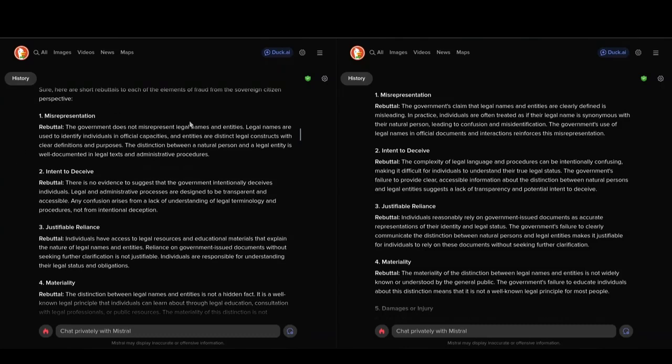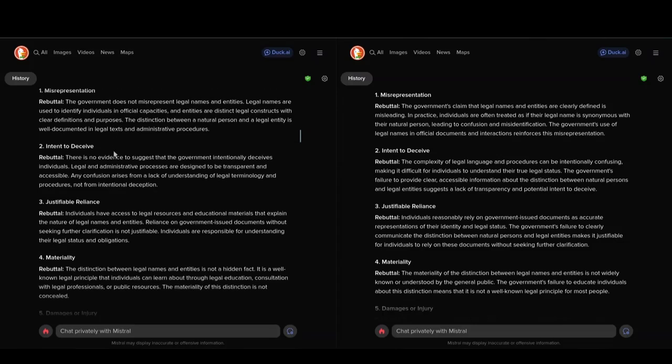Misrepresentation. So the government here is saying that they do not misrepresent legal names and entities. Legal names are used to identify individuals in official capacities, and entities are distinct legal constructs with clear definitions and purposes. The distinction between a natural person and a legal entity is well documented in legal texts and administrative procedures.